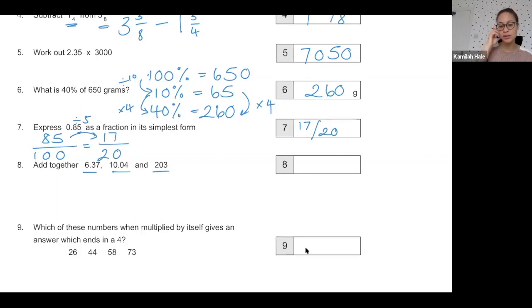Okay, add together 6.37, 10.04, and 203. Remember, when you add decimal numbers, you need to line up the decimal points. I'll just write that out. So 203 doesn't have a decimal point in it. If a number doesn't have a decimal point, there's an invisible decimal point at the end. So you can put a 0.0 in there without changing the number if you just want to have something in that column. So you've got 10.04 and then 6.37. So your numbers should be lined up like so, and then you will do your addition.